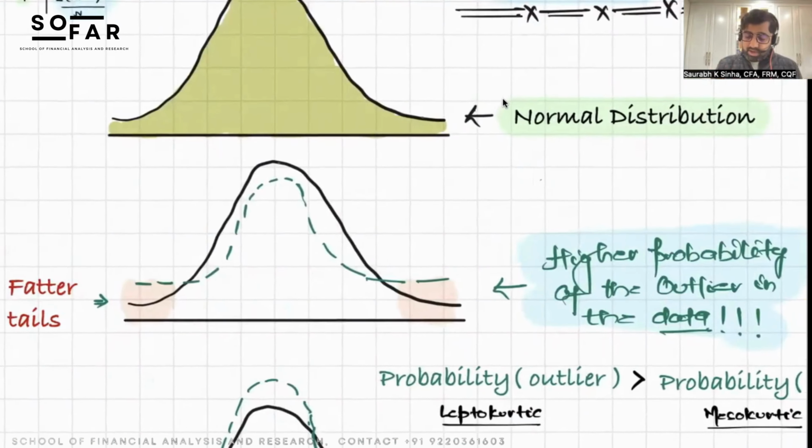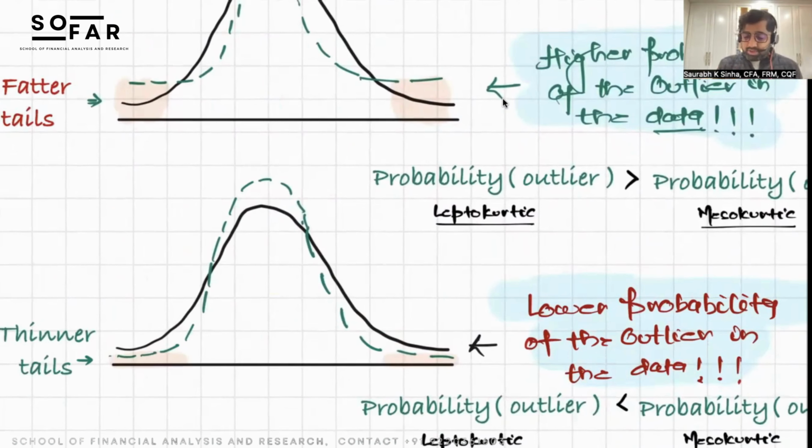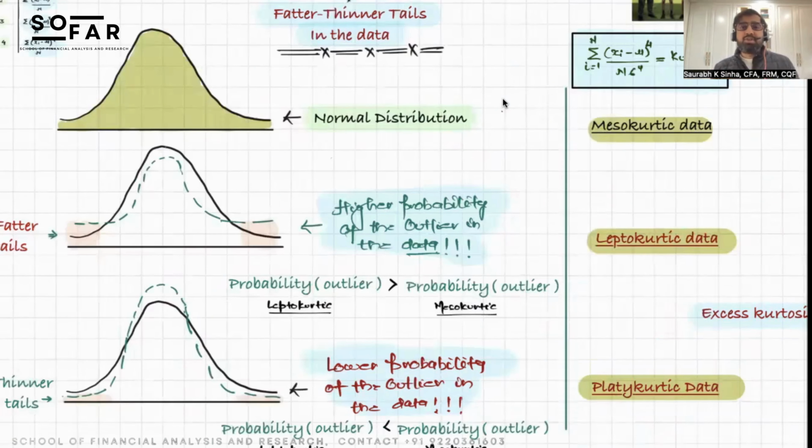Again, if I got a new distribution, what I'll do is put that distribution on the normal distribution. So this is the new distribution that I got. And this distribution has a thinner tail than the normal distribution. I'll call it a platykurtic distribution. That's it. If it has a fatter tail than the normal distribution, we'll call it a leptokurtic distribution. If it has a thinner tail than the normal distribution, I'll call it a platykurtic distribution.